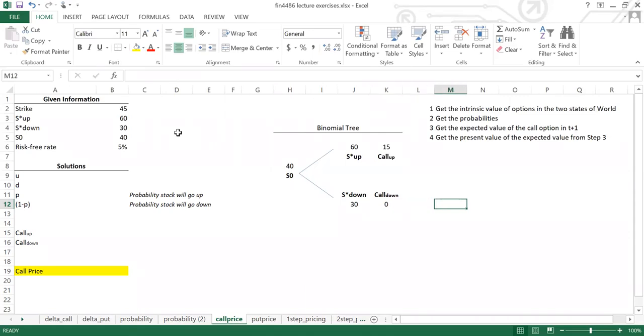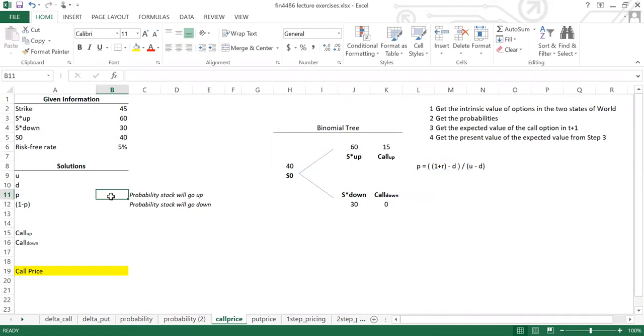So now that we have the intrinsic values of the options in the two states of the world, let's get the probabilities. And how can we get the probabilities? In the previous video, we saw that the formula for the probabilities is simply (1 plus r minus d) divided by (u minus d). Let's get the probabilities, and let's do it here.